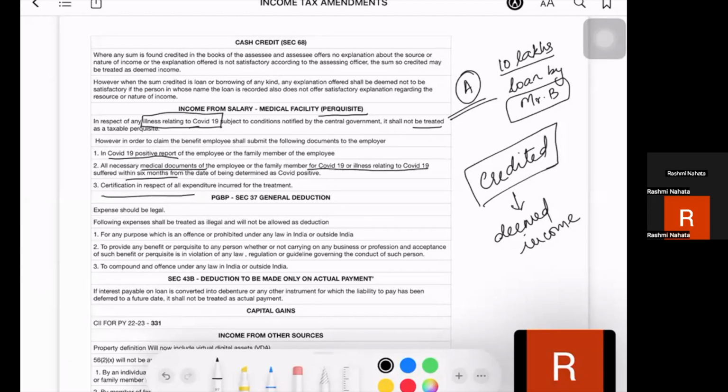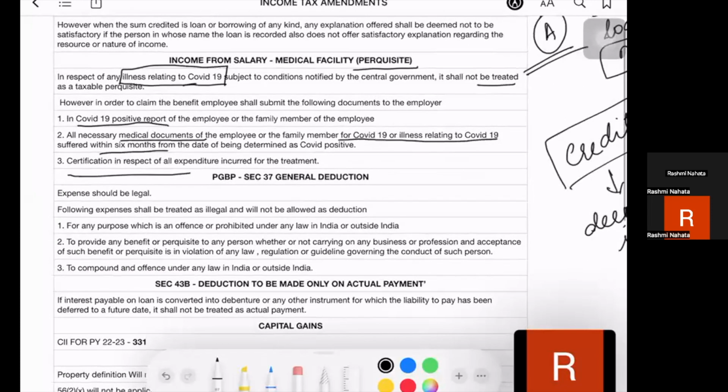Next we have is income from house property. There is no other amendment here. Let's move on to PGBP. In PGBP, we have section 37, which talks about general deduction. And it says that expenses should be legal. This is already existing there. The only thing which is added now is they have explained what you mean by legal expenses.